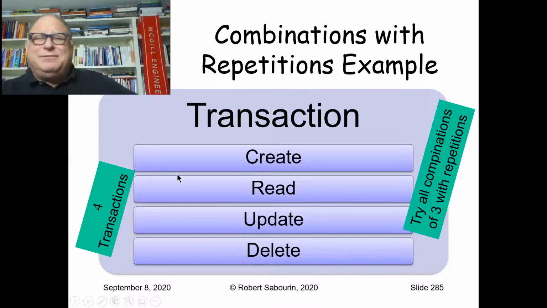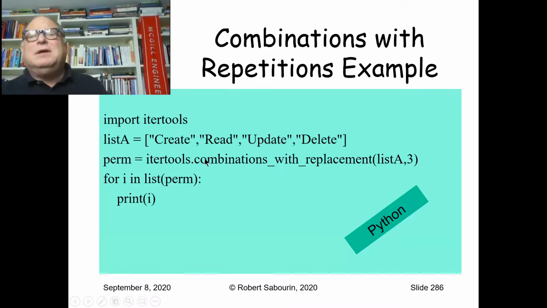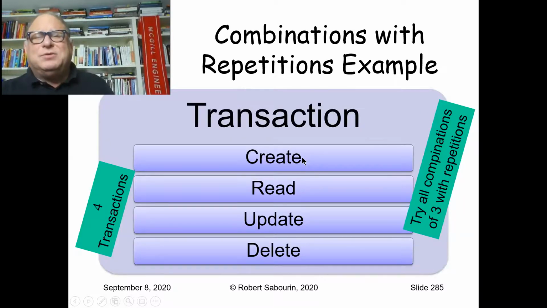What if we have 4 transactions and we want to try all combinations of 3 of them, but we want to allow repeating the same transactions? In other words, we might say, let's do a create, read, or an update, read, or an update, delete. So we want repetitions allowed, and this is realistic. In the real world, people do things like that. The way to do this is to get combinations with replacement.